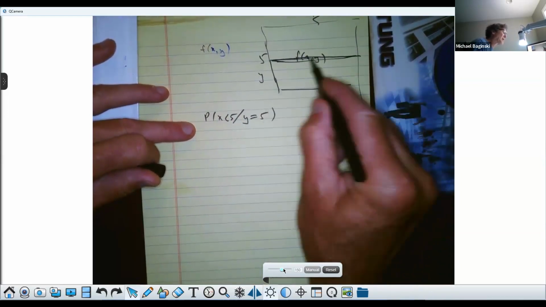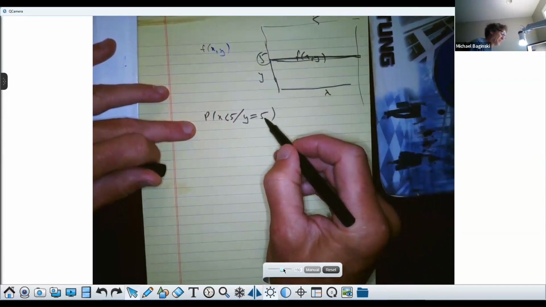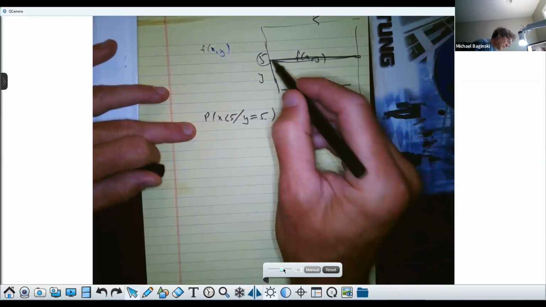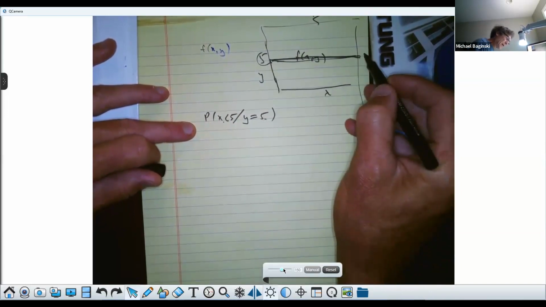Do you all follow what I'm trying to show you pictorially? Y is set in concrete. It has a value of 5. Now that means if you integrate this f of xy from here to here, whatever value it has has to equal 1 over all possible values. Does this make sense? Just think about it.